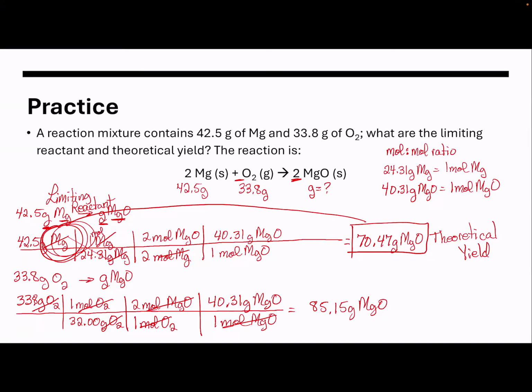Something else that I meant to point out on the previous problem that I did not is this mole-to-mole ratio is the only time you take into account the coefficients. You don't take into account the coefficients in any other part of the math problem except in the mole-to-mole ratio. Again, the only time we take into account the coefficients is in the mole-to-mole ratio. We don't take into account the coefficients in any other portion.